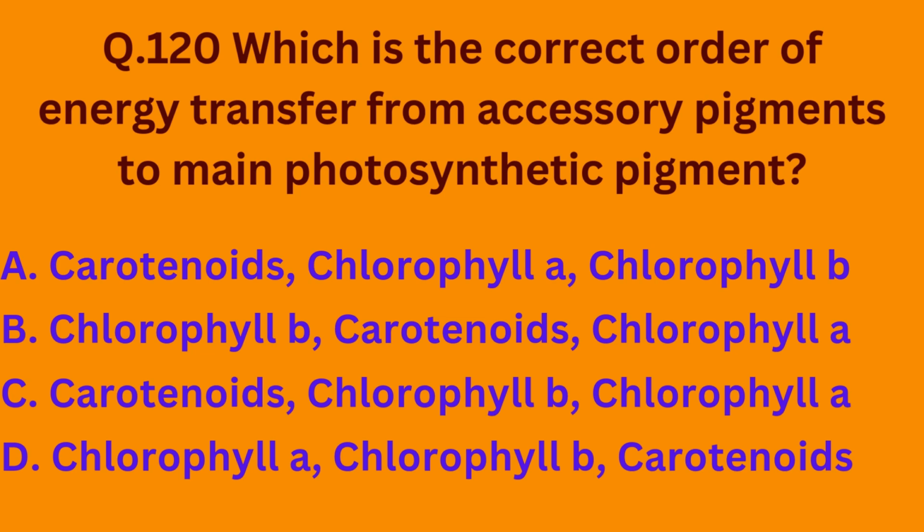Coming to our next question, which is the correct order of energy transfer from accessory pigments to main photosynthetic pigment? Option A, carotenoids, chlorophyll A, chlorophyll B, option B, chlorophyll B, carotenoids, chlorophyll A, option C, carotenoids, chlorophyll B, chlorophyll A, option D, chlorophyll A, then chlorophyll B, then carotenoids. So the correct option is option C.